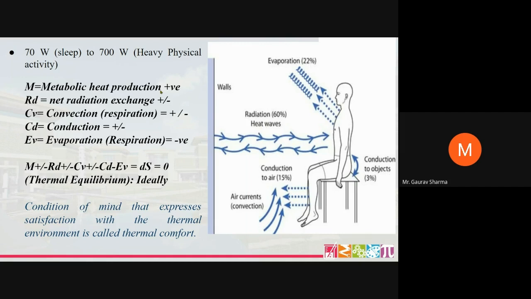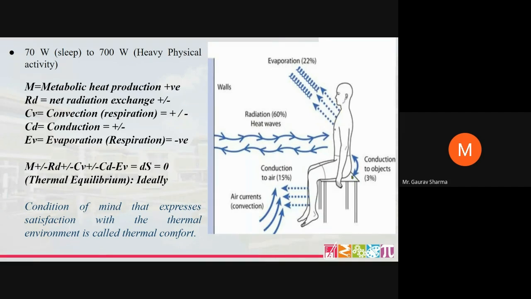That is due to the process of respiration. Convection energy, convection heat exchange is due to that particular fundamental. Now if we talk about conduction, you can see this diagram for a better explanation of this parameter, conduction plus minus. Conduction plus minus means the object with which you are in contact.